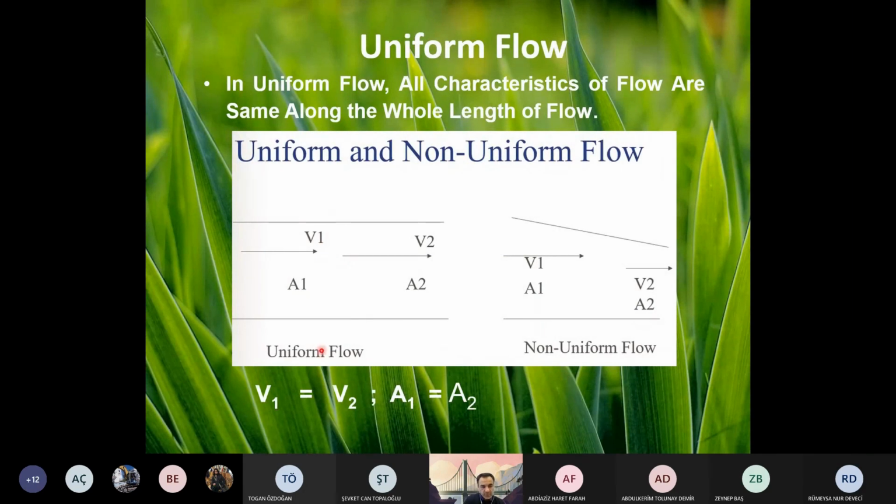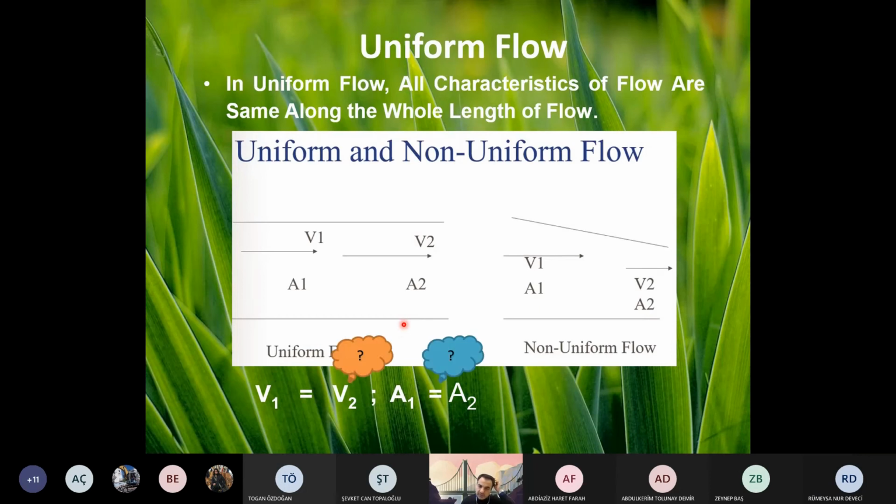As we said, in uniform flow condition, we have V1 equals V2 and A1 equals A2. Can you guess what it means when we say velocity V1 here equals velocity here? Assume there is a 100-meter distance between 2 points. What does it mean when velocity at two different points is constant? It means area is equal. No. Constant velocity means there is no acceleration, yes? There is no acceleration.